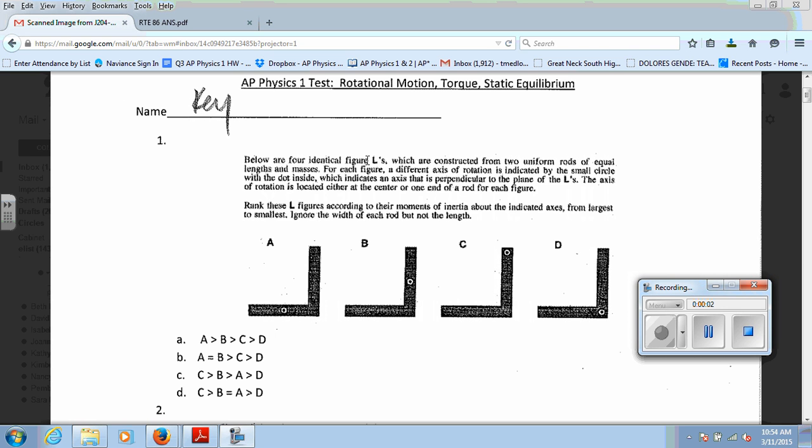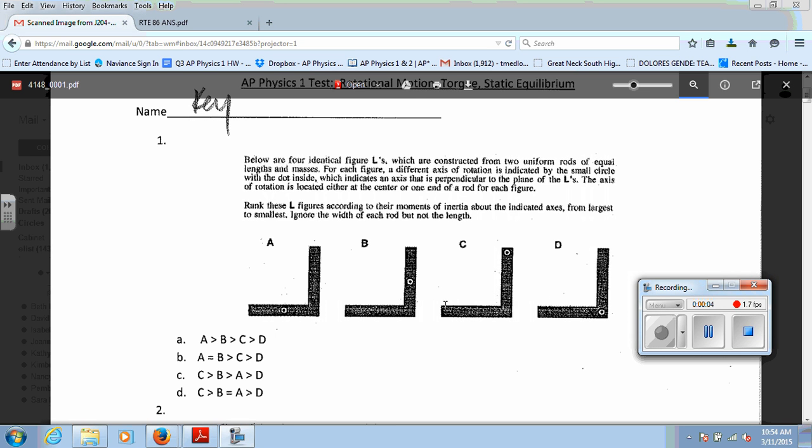Okay, here we go. We're supposed to rank moments of inertia here. I would start with looking at which one has the most. It's clearly going to be C because it has the most mass away from the axis of rotation. That's really what we're ranking. So this one has basically all the mass away from the axis of rotation, with this bit out here.